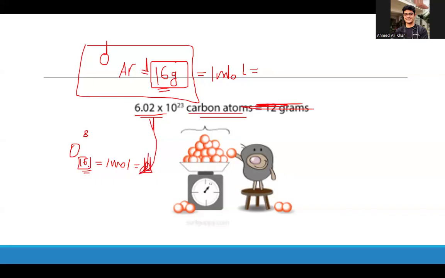ओके. सो 1 mole of oxygen contains 6 into 10 power 23 oxygen atoms, right? So इसका मतलब, if you'll have these many oxygen atoms, then अगर आप उन 6 into 10 power 23 oxygen atoms को weigh करेंगे ना, so they will be equal to how many grams? 16. Exactly, ठीक है, 16 grams.